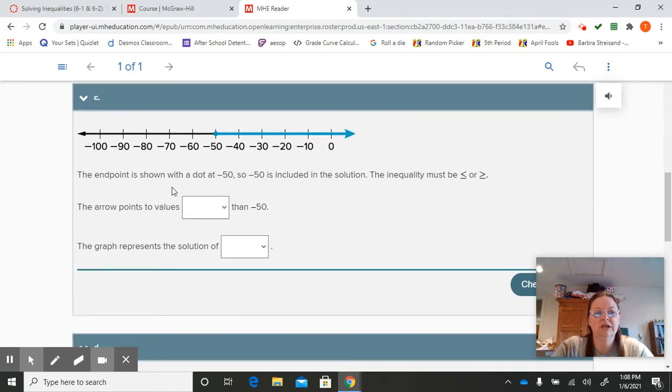Okay, the endpoint here is shown at -50, and it's a solid dot, so it is included in the solution, which means that we are using less than or equal to or greater than or equal to. The arrow points to the values greater than -50. So the graph represents the solution of z greater than or equal to -50.